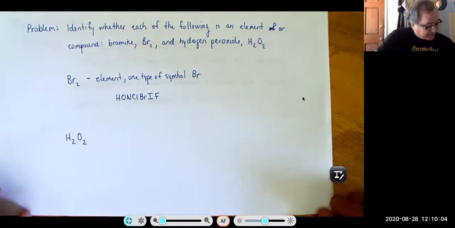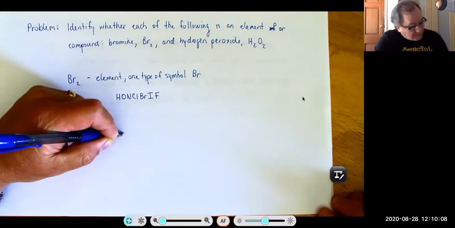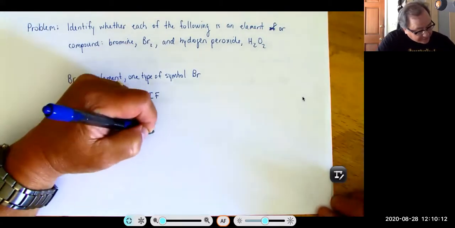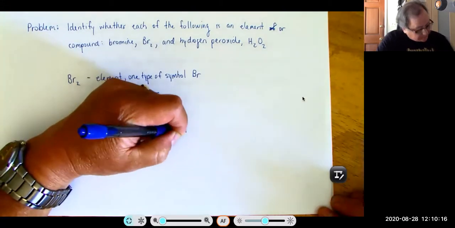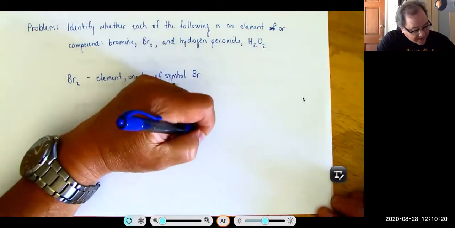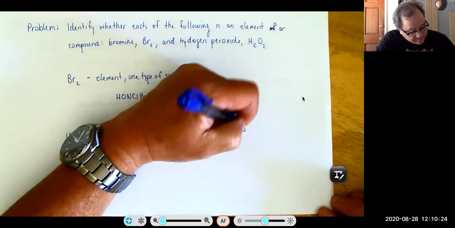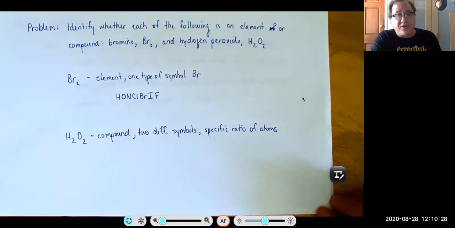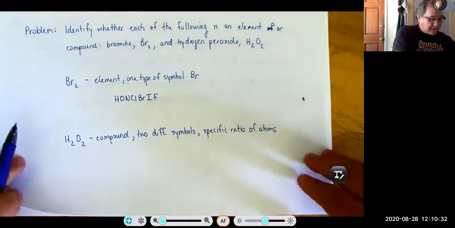All right, now this is a compound. Why is this a compound? We've got 2 different symbols, and we have a specific ratio of atoms of the elements. Okay, so that one's done.